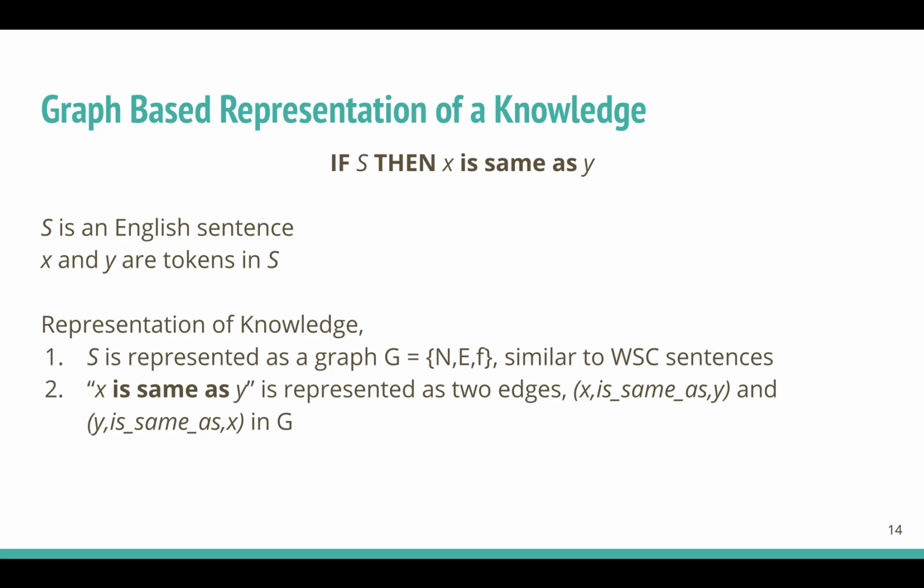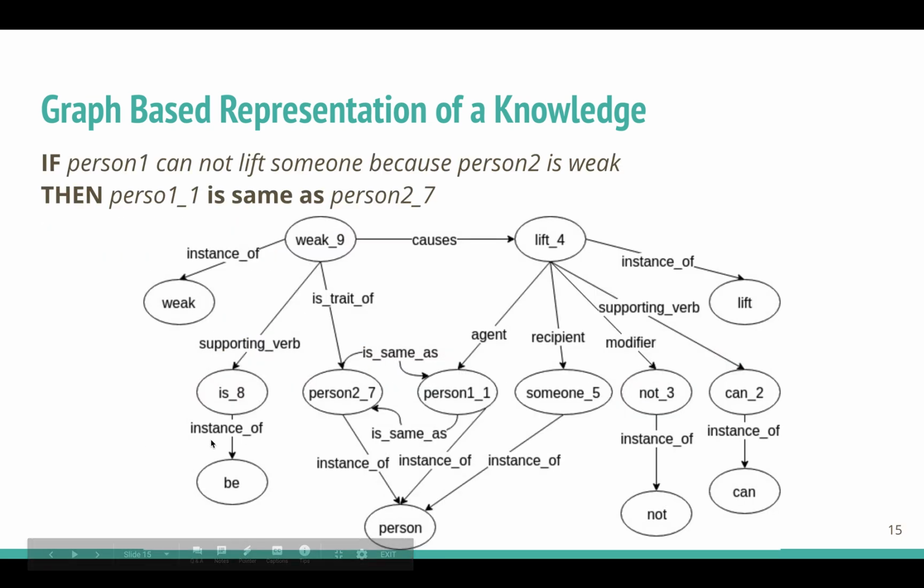First step includes representing S as a graph, similar to how the Winograd Schema challenge sentences, as a sequence of sentences, were represented as graphs. Now in step 2, X is same as Y is represented as two edges, X to Y and Y to X, in the graph G that was created in step 1, and both of those edges are labeled as is same as, in here and here. Here is an example of a knowledge and its graphical representation. As you can see, the if S part is represented as this graph, and the then part, person 1 underscore 1, oh I'm sorry, there is a typo here, it has to be person 1 underscore 2, is same as person 2 underscore 7, is represented by using these two is same as edges.